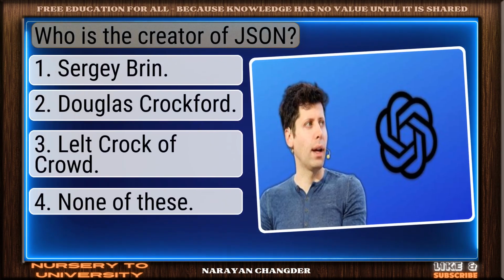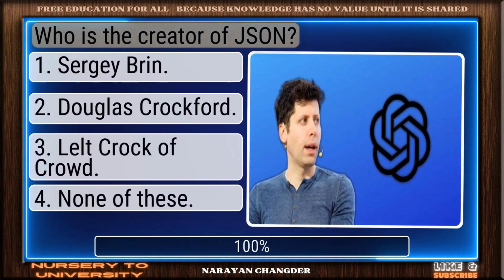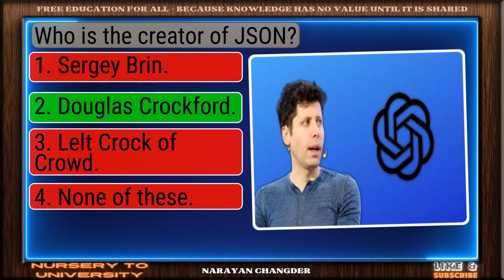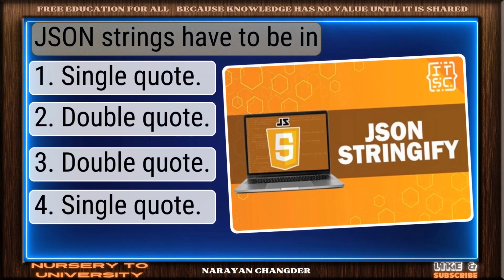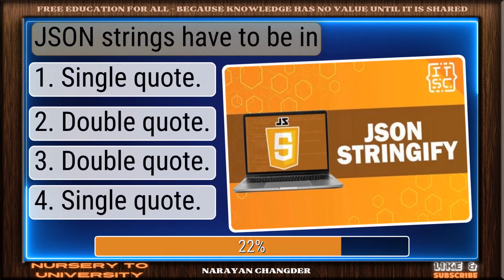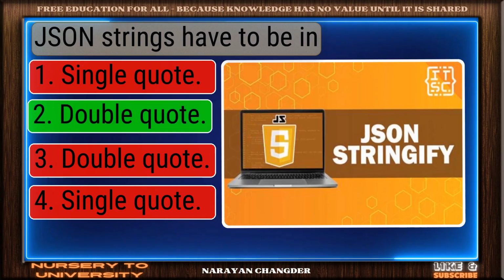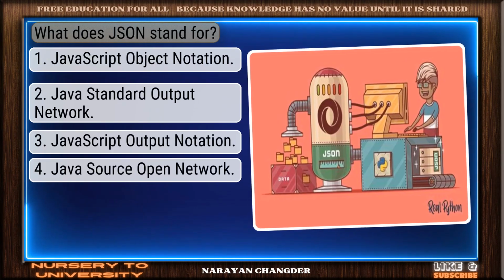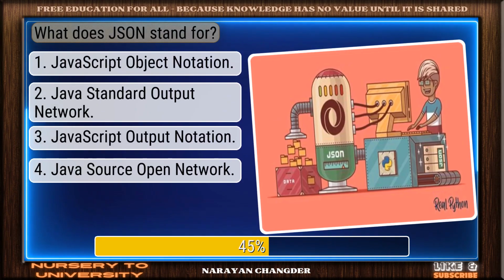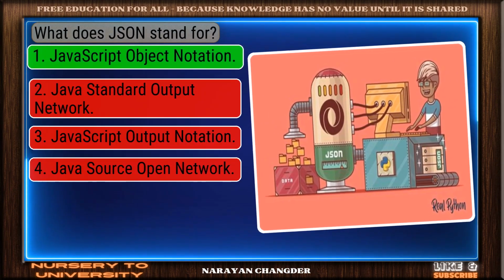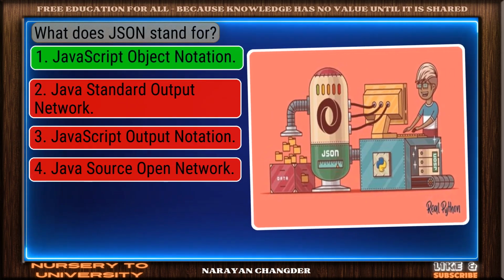Question number 73. Who is the creator of JSON? Nicely done. Douglas Crockford is a solid answer. Question number 74. JSON strings have to be in. Valid point. Double quote is true. Question number 75. What does JSON stand for? Perfect. JavaScript Object Notation is the correct choice.